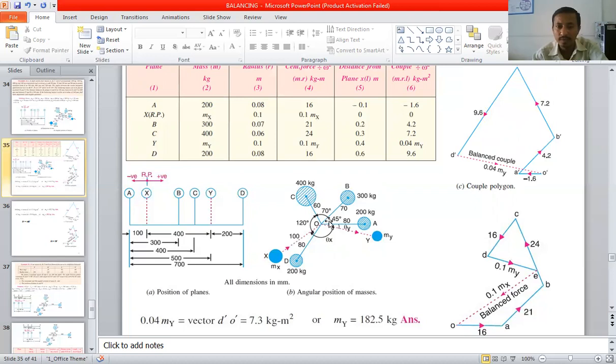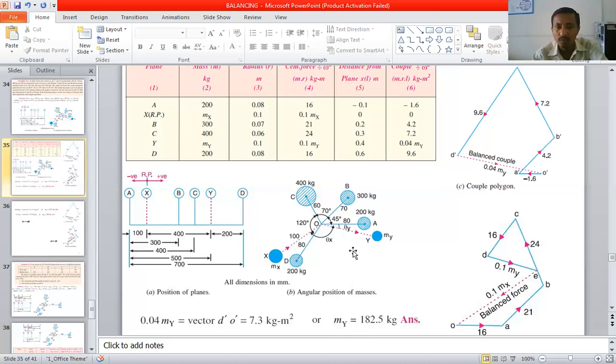Similarly, mass B to C, it is 70 degrees. Look, 70 degrees between C and B from horizontal, how much is it? 70 degrees plus 45 degrees, it is 115 degrees. So that means its angle with respect to horizontal is 115 degrees. Next C to D, whatever values are in this column, use the same, 16. C to D is 16. And afterwards 0.1 MY.